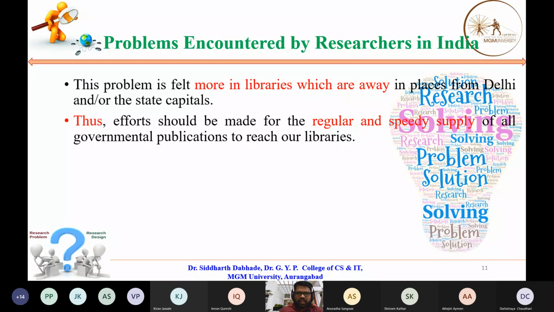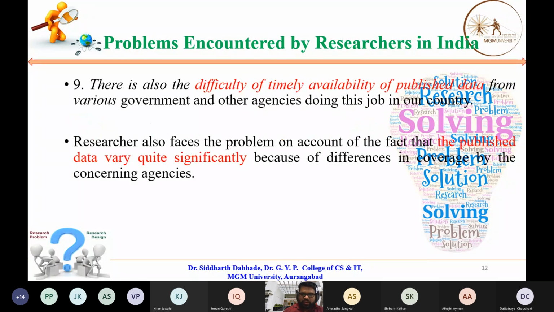Another thing is that libraries which are away from the capital cities like Delhi and Mumbai are not able to get the latest acts and rules in time. So we need to speed up that point or problem.